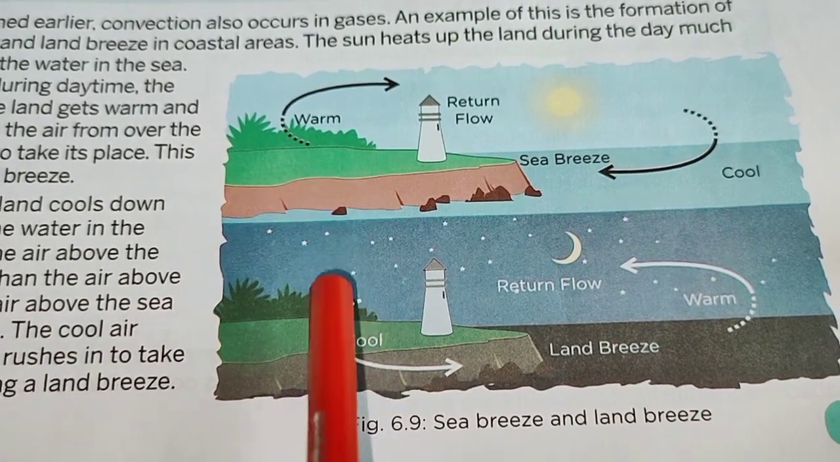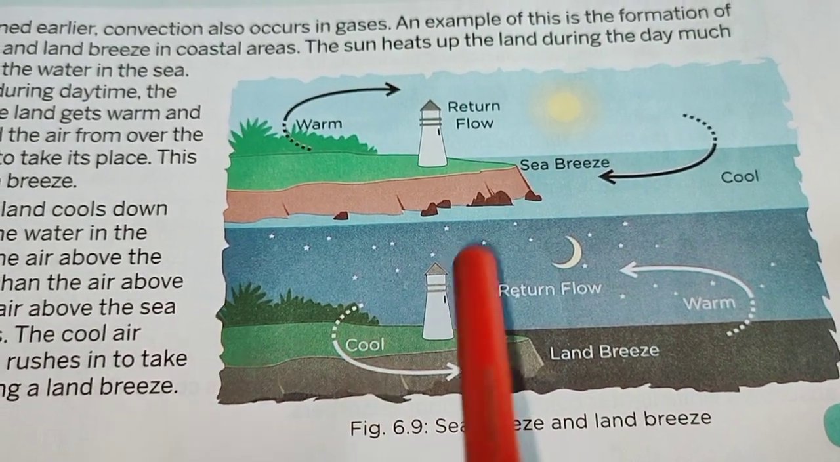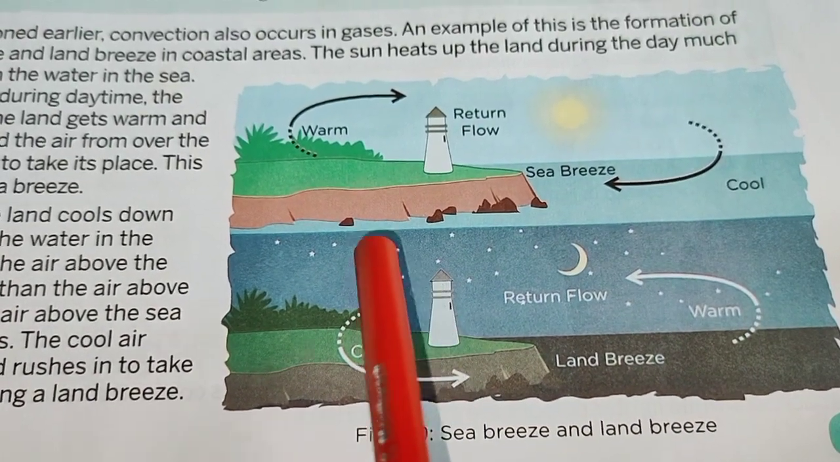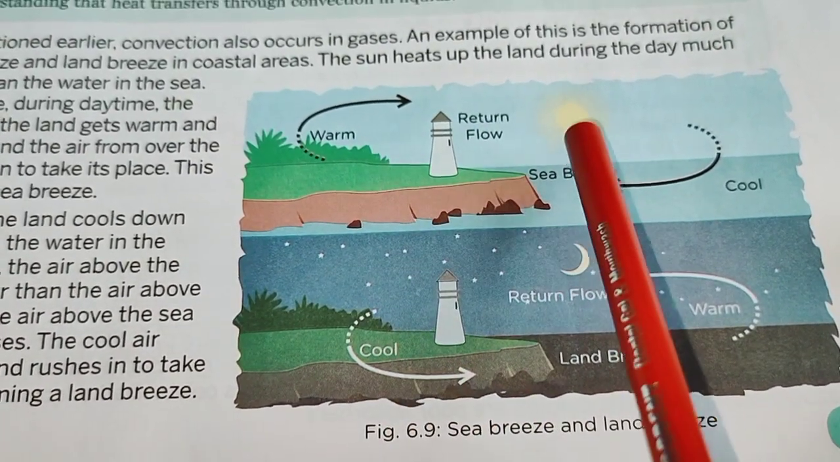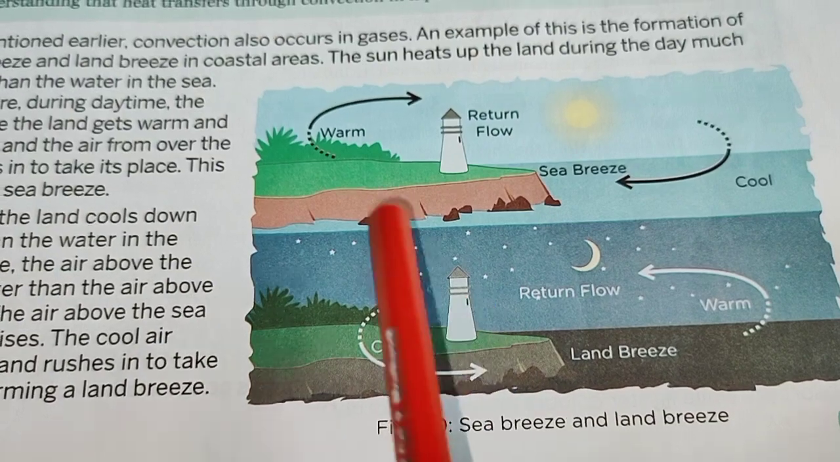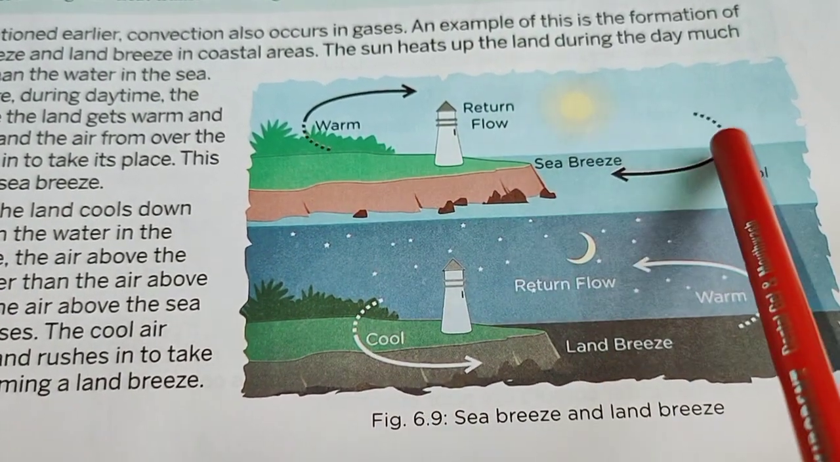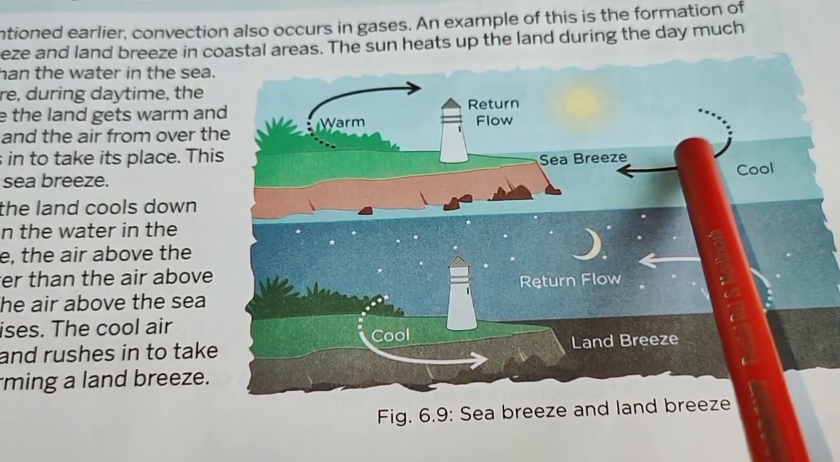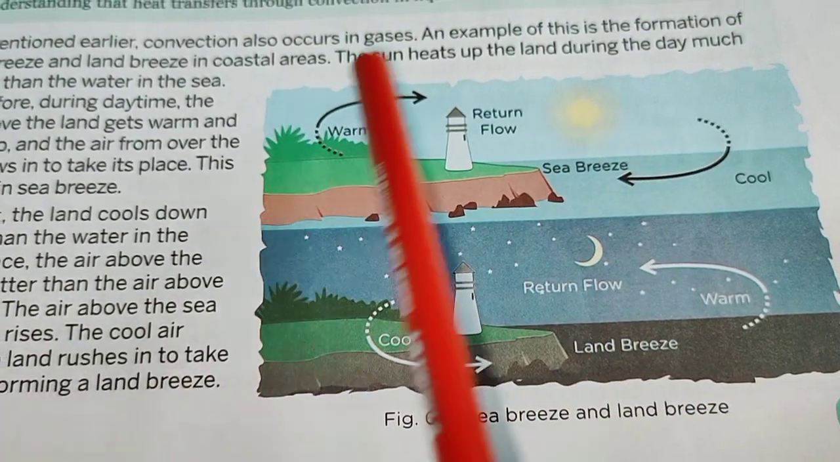These two diagrams, please draw, color and label properly, which show the formation of land breeze and sea breeze due to uneven heating of land and water, which is causing convection current.